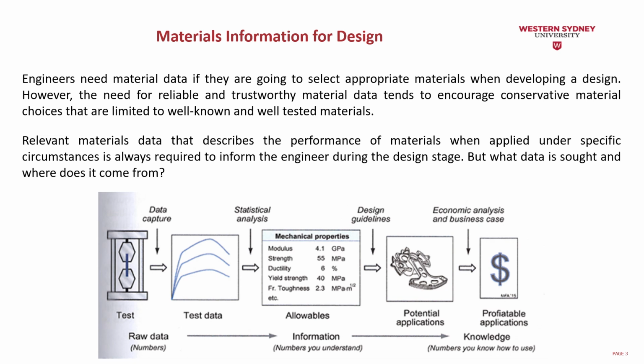But what data is sought and where does it come from? Usually, as you can see in this diagram, we test, get the data results, do the statistical analysis, list the mechanical properties, make design guidelines, identify the potential applications, and then do the analysis for the economic and business cases to find a profitable application. What we need is going to be raw data, which is numbers and some information, and then we're going to have the knowledge.